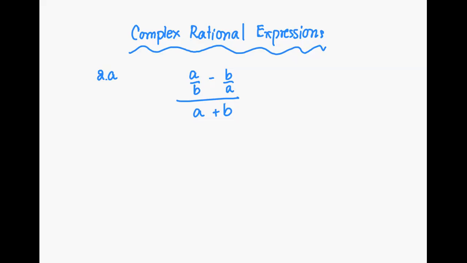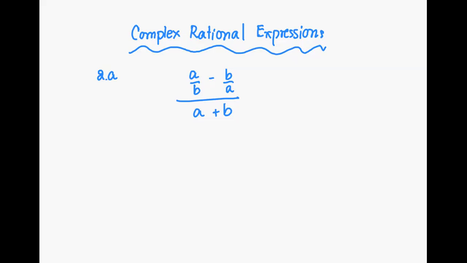Complex rational expressions. As you see in example 2a, we have the numerator as the difference of a over b and b over a, all divided by the quantity a plus b. It is called a complex rational expression because there is at least one rational form within the rational form. And sometimes we call it a complex fraction.